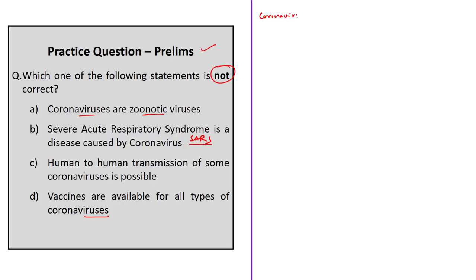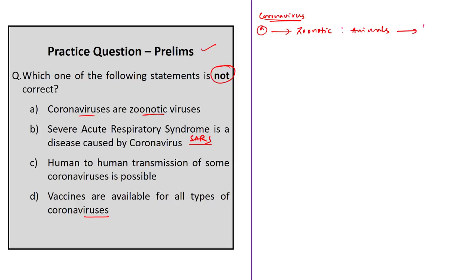If you look at option A, it tells that coronaviruses are zoonotic viruses, which is a correct statement because these viruses are known as zoonotic viruses. That is, they can be transmitted between animals and people.